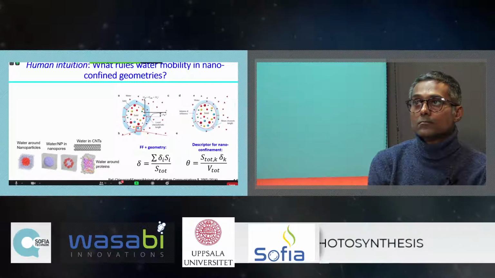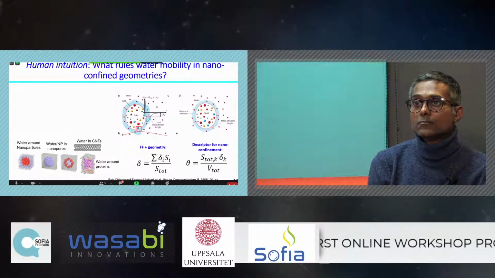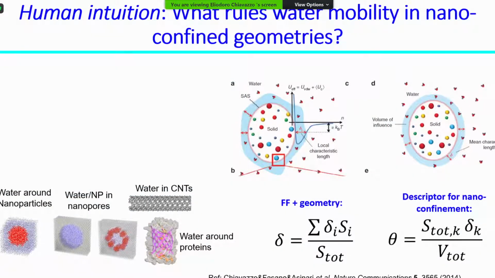But now I would like to give you a few examples of how human intuition can work. A few years ago, we were interested in understanding, using molecular dynamics, the tools that Alias described, what really rules water self-diffusion coefficient under strong nano-confinement environment, like water in nanopores or nanopores loaded with nanoparticles, or water in nanotubes, or water around proteins, etc. Is there any good descriptor that will rule this quantity?